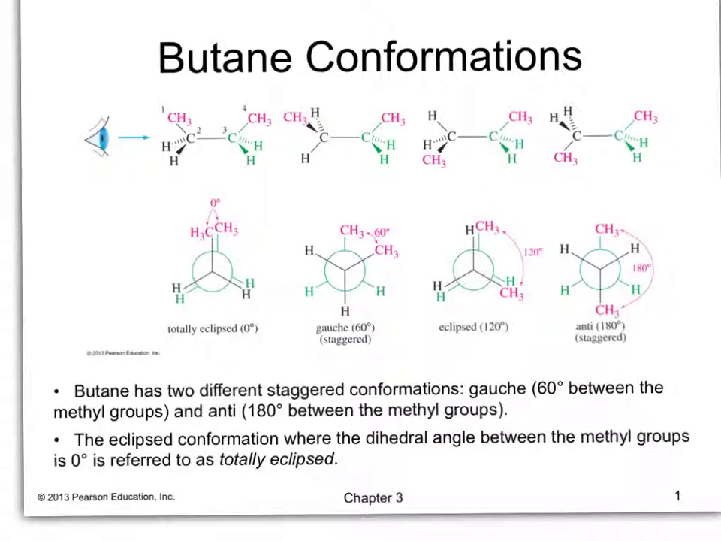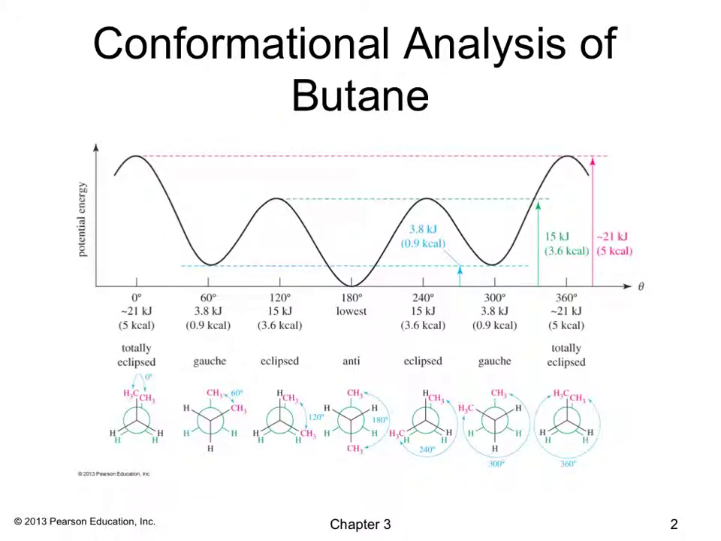So last time we left off on chapter 3, we left off on butane conformations. Now we're going to go over the potential energy diagram of butane. As I had discussed before, we have the total eclipsed conformation in which we have methyl-methyl interactions. This leads to a higher energy of 5 kcal per mole.